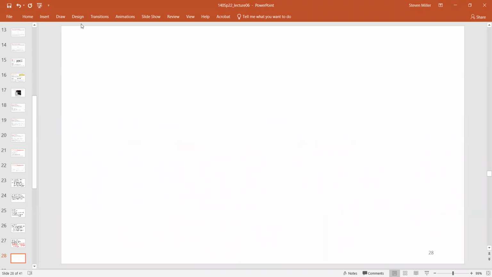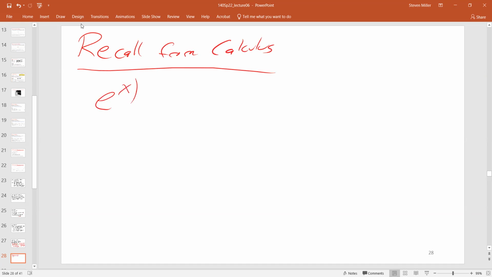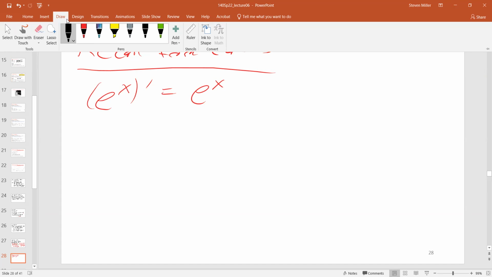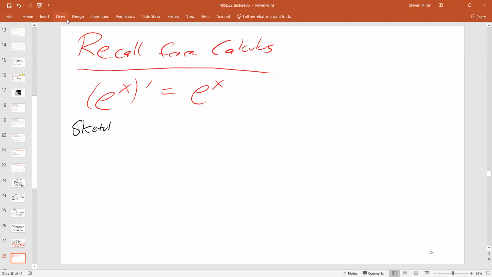So I want to just recall from calculus. What is the derivative of e to the x? e to the x. Did they ever prove this for you in your calculus class? So here's a sketch of the proof. The derivative of e to the x is the derivative of 1 plus x plus x squared over 2 factorial plus x cubed over 3 factorial plus dot, dot, dot.